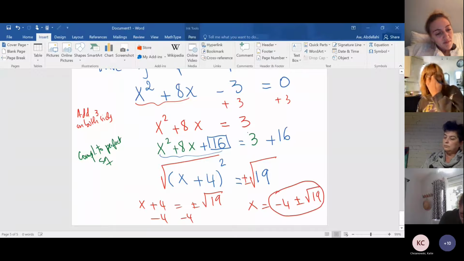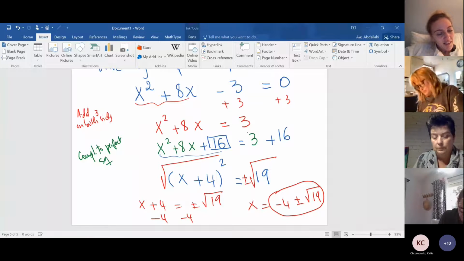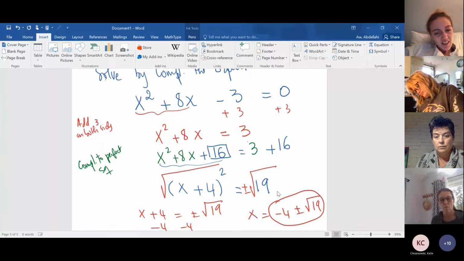You see, that method works very nicely, especially if there is no number in front of the x squared. If the only number in front of x squared is 1, that method works very, very nicely, all right?